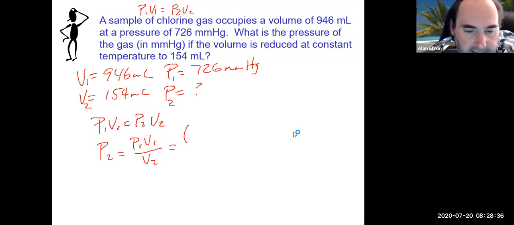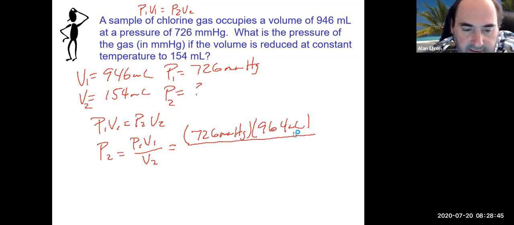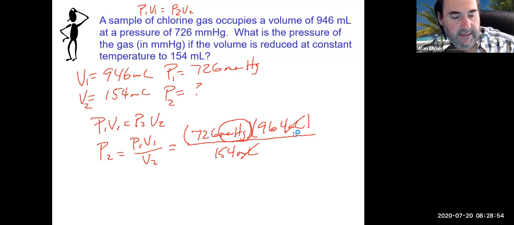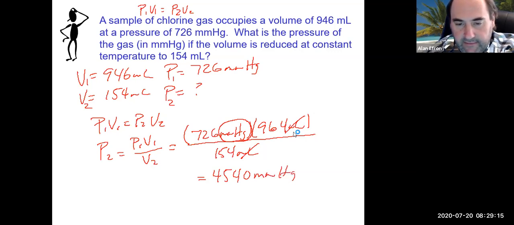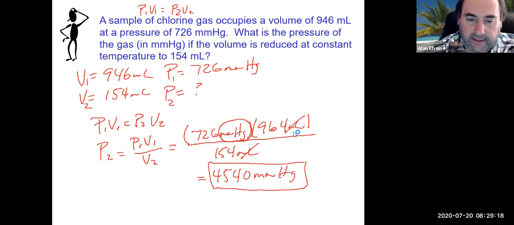Putting everything in here, we have 726 millimeters of mercury, times our V1, which is 946 milliliters, divided by our V2, which is 154. The milliliters will cancel. The only unit we have left is millimeters of mercury, which is good because that is a pressure. So if we do all that, 726 times 964 divided by 154 gives 4540 millimeters of mercury.